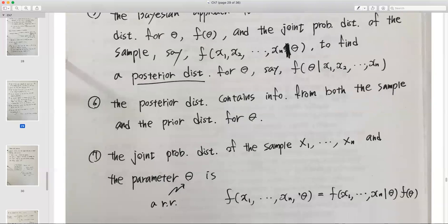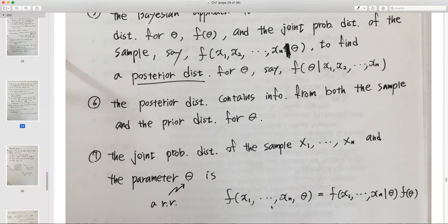Now there is no bar here, right? So please look at all three distributions carefully. This is the joint probability distribution of the sample, with a bar right there, and then the posterior distribution, which is the goal in the Bayesian approach, f of theta given x1 through xn, and then the sample.